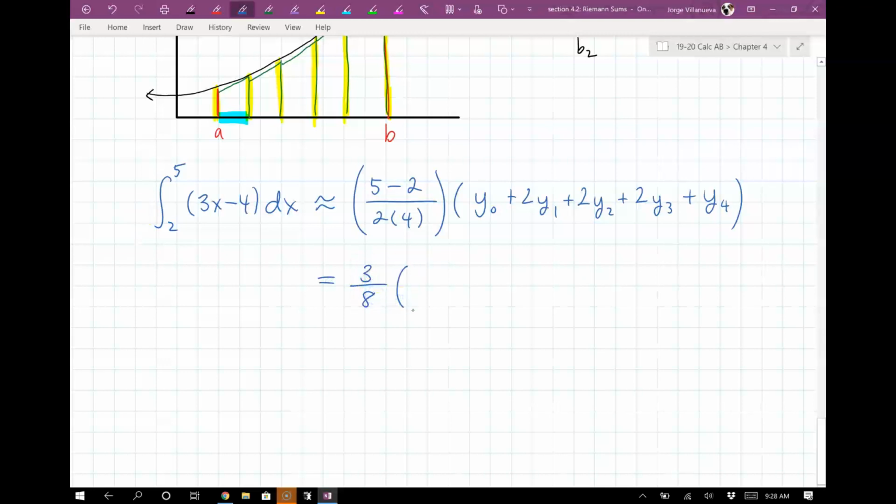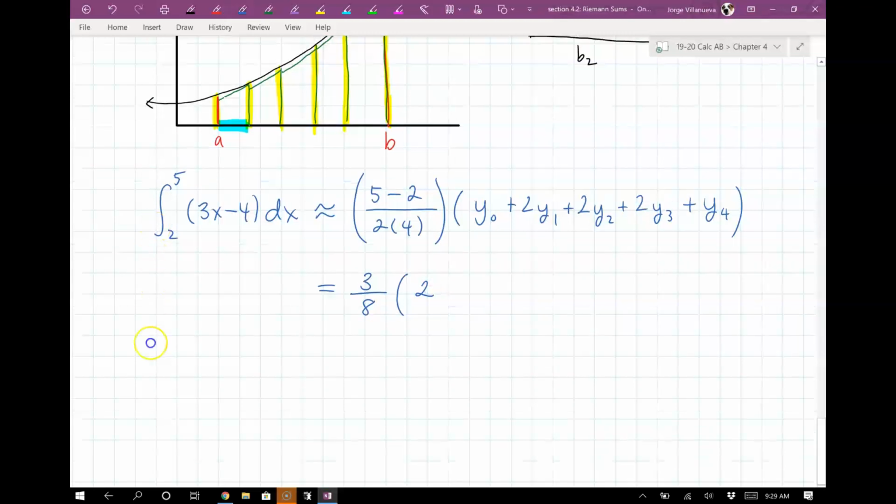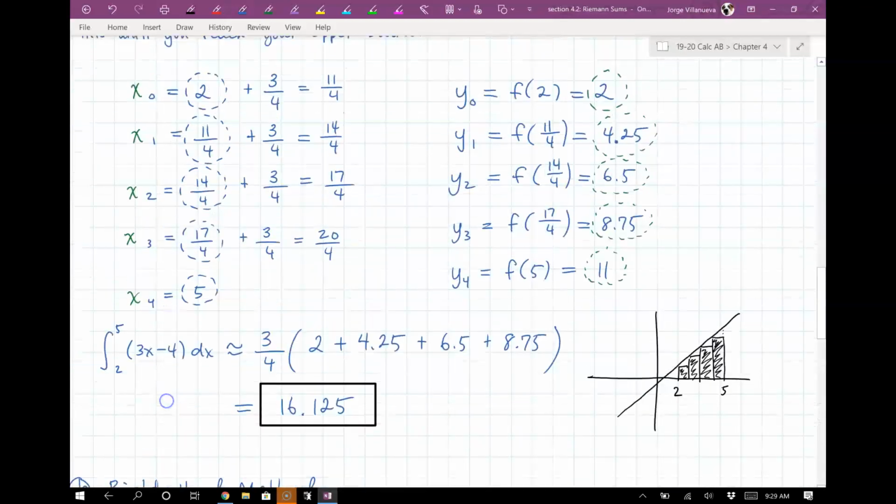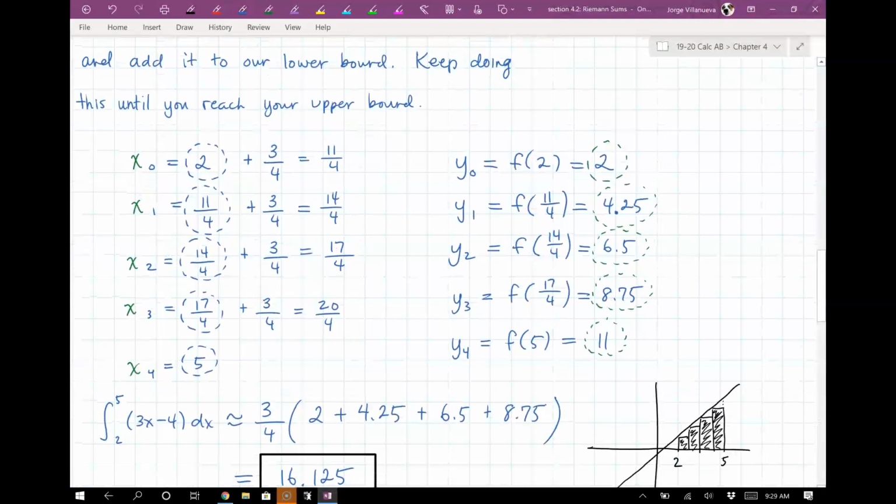Y sub 0 for us is, what is our y sub 0? What's the height of it? You look at your information. Anybody have it? Should be on a list. Isn't it 2? Right, look at the information. Let's go all the way back up here. Y sub 0 is 2. Y sub 1 is 4.25.